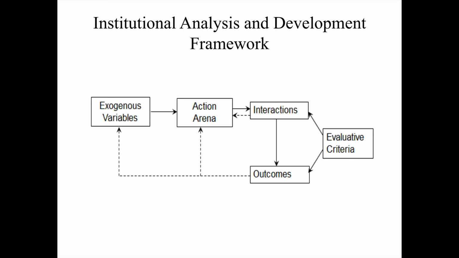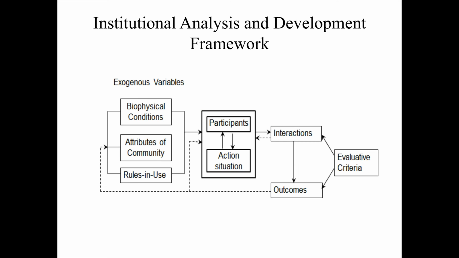We will now zoom in to certain elements of the IAD framework. For the exogenous variables, we now distinguish the biophysical conditions, the attributes of the community and the rules in use. This will help to understand what may happen in the action arena. Fishing on a lake in Canada in the winter is not the same as fishing in the same lake in the summer. The seasonal climate causes different biophysical conditions which may impact the rules and norms that are used in the action situation. Ice fishing is not quite the same as fishing on a boat.